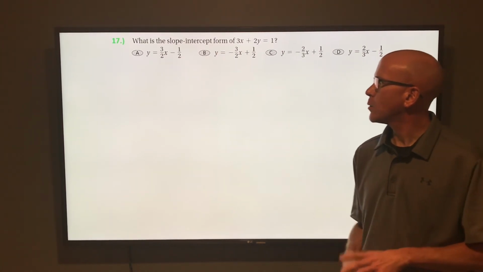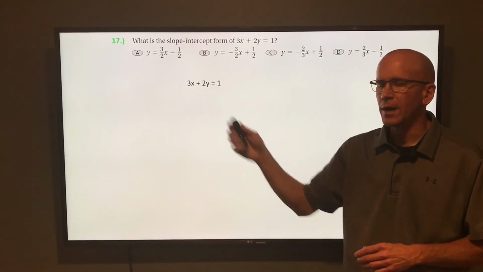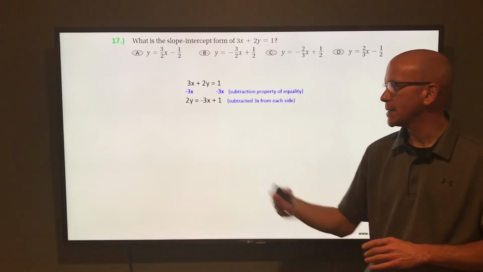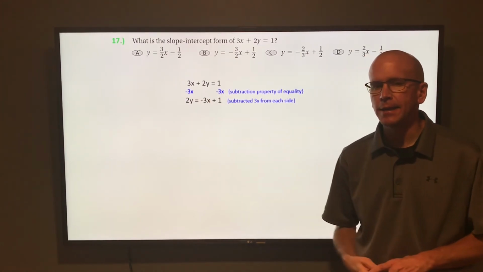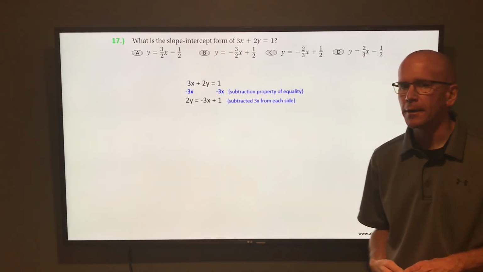So we're going to take that equation and get it in slope-intercept form. To do that, we're going to solve this equation for y. To solve that for y, we've got to move the 3x to the right side. To move that 3x to the right side, subtract 3x from each side. If you subtract 3x from each side, you get 2y equals -3x plus 1.